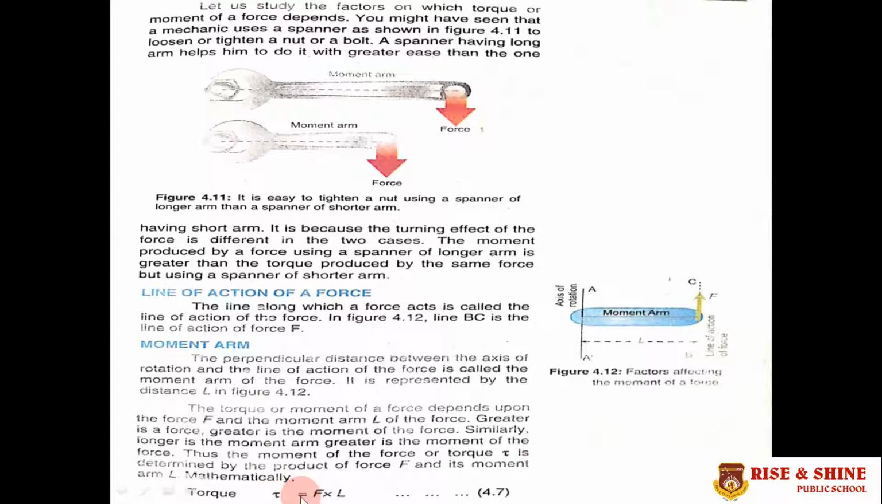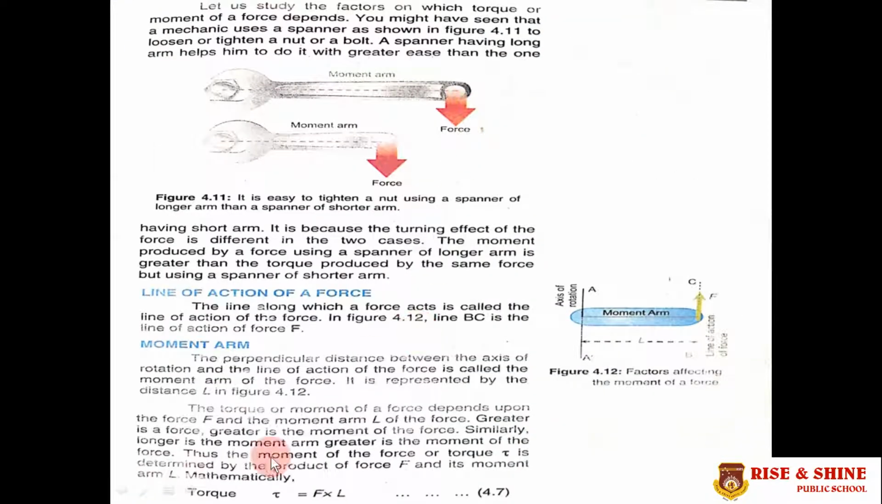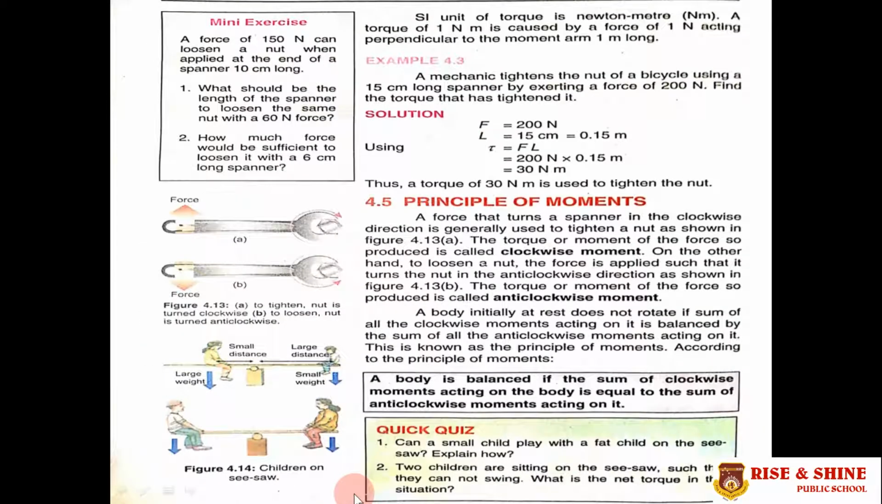Tau is equal to force multiplied by its moment arm. Now the SI unit of torque is Newton meter, because here force is measured in Newton and length in meters. That's why the unit of torque is Newton meter. And a torque of 1 Newton meter is caused by a force of 1 Newton acting perpendicular to the moment arm 1 meter long.